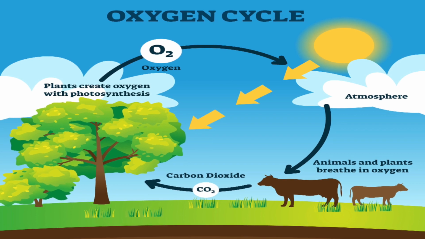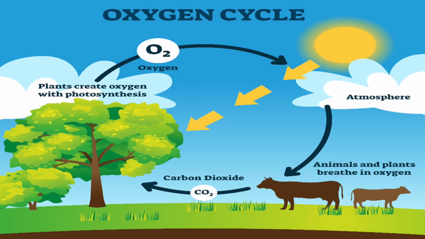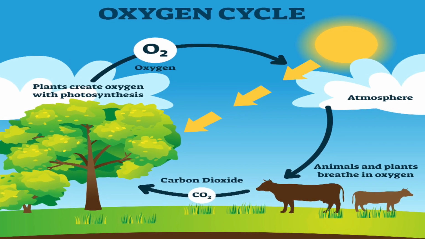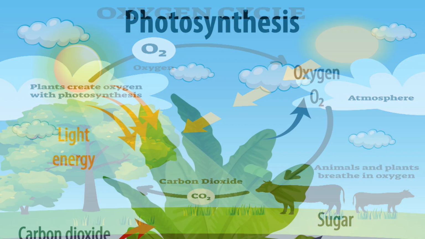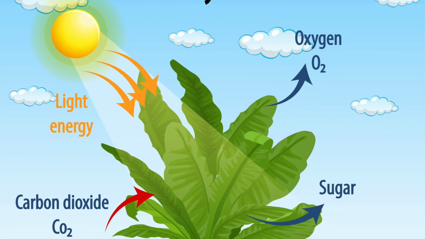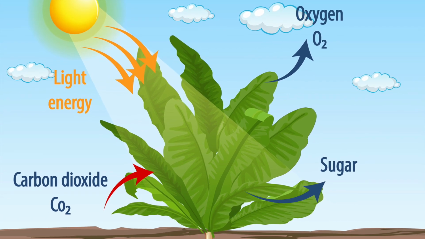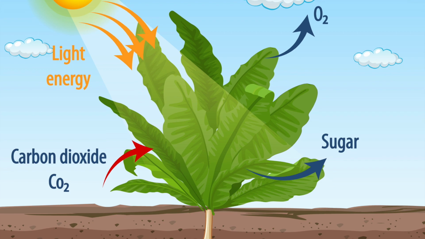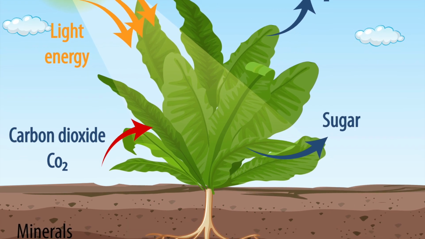Plants take in carbon dioxide and convert it back to oxygen through photosynthesis and release it into the atmosphere. Plants create their own food during photosynthesis in order to survive in their environment by harnessing carbon dioxide from the air to produce sugars as energy sources, plus oxygen gas.